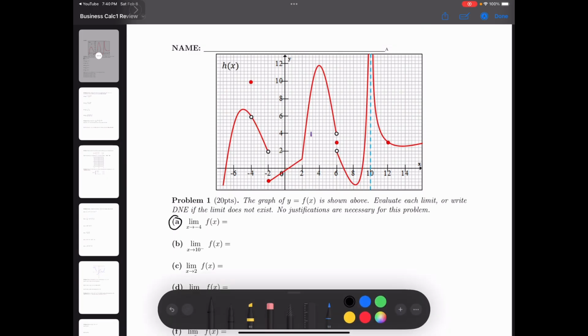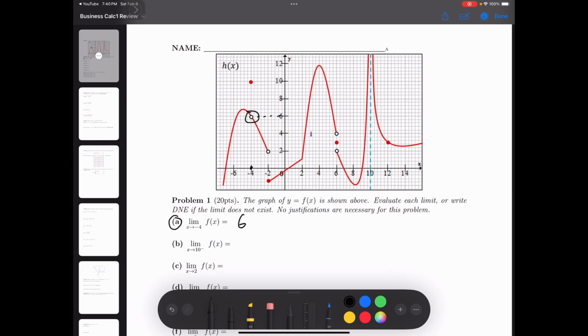So we go to x equals -4. We look for the point where it's touching on the function, and we see if the function is approaching the same point from the left and from the right. Here the function is approaching the same point from the left and the right. Remember, for the limit to exist, we don't need the value of the function to be at that point. The limit as x approaches -4 is going to be exactly y equals 6.